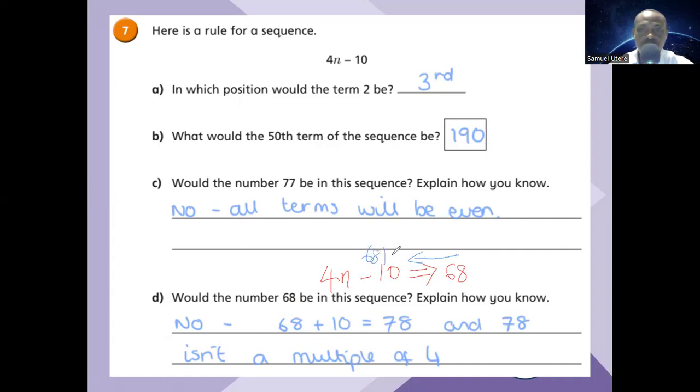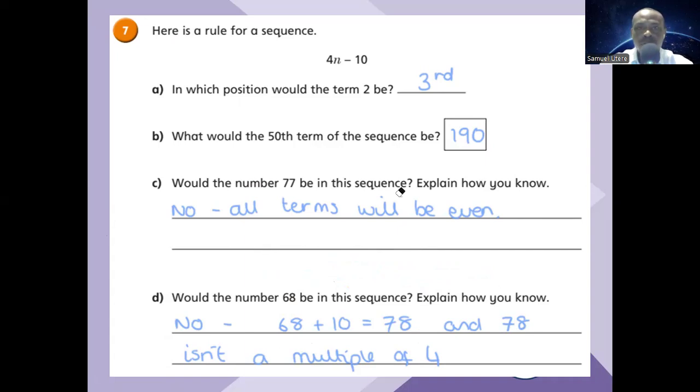We will do 68 add 10, which will be 78. Now, if we're going backwards, remember when we were doing function machines, that means 4 times n. Going that way, we need to divide by 4. So we're not going to be able to divide 78 by 4 because 78 is not a multiple of 4. So when we do this, we'll see that it's not going to work because we should really get a whole number when we finish. So that's how we demonstrate that.